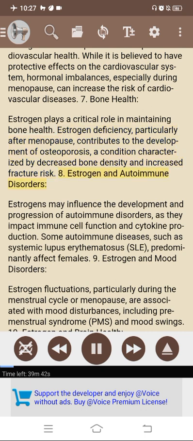8. Estrogen and autoimmune disorders. Estrogens may influence the development and progression of autoimmune disorders as they impact immune cell function and cytokine production. Some autoimmune diseases, such as systemic lupus erythematosus (SLE), predominantly affect females.